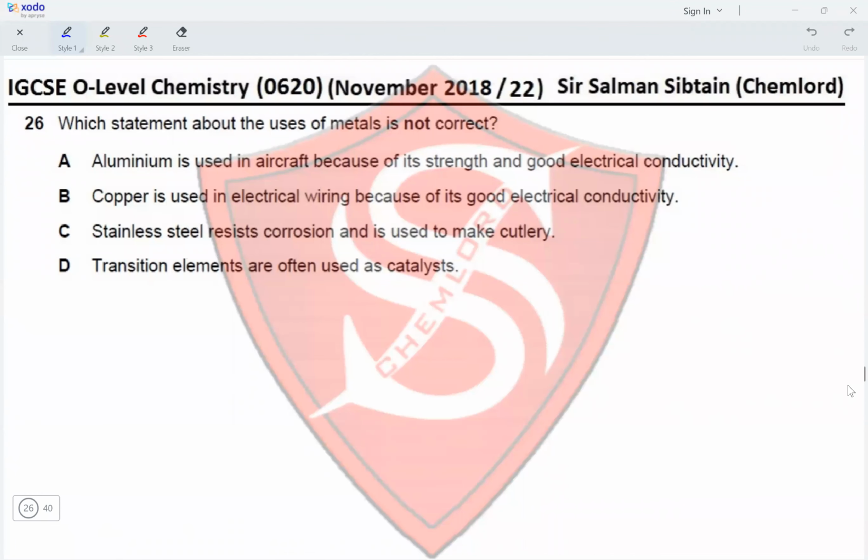Question 26. Which statement about the uses of metals is not correct? Aluminum is used in aircraft because of its strength and good electrical conductivity. No, it is used because it has a low density, not because of its good electrical conductivity. Copper is used in electrical wiring because of its good electrical conductivity. This is correct. Stainless steel resists corrosion and is used to make cutlery. Yes, this is correct. Transition elements are often used as catalysts because of variable oxidation states. This is also correct. Therefore, option A is the correct option for this question.